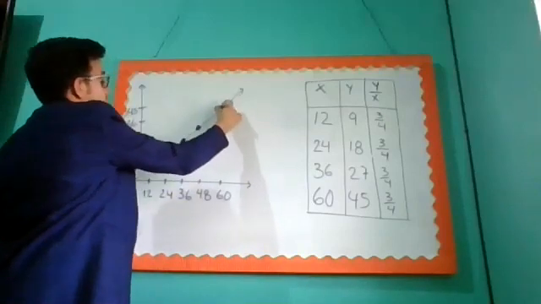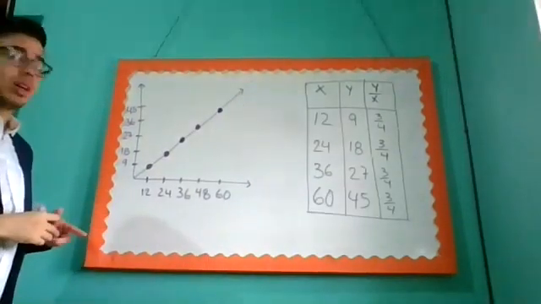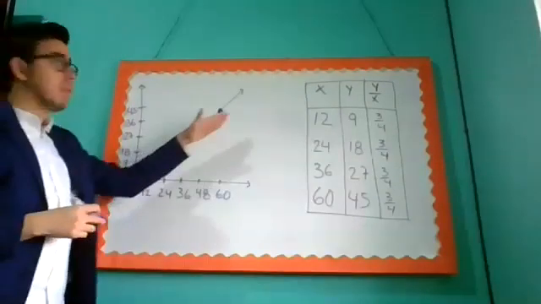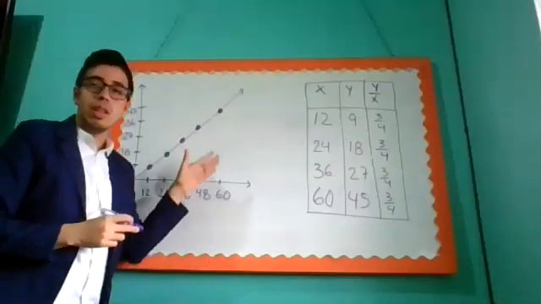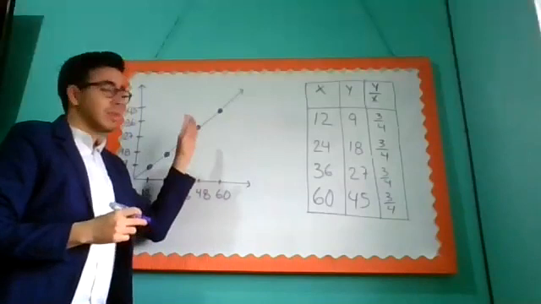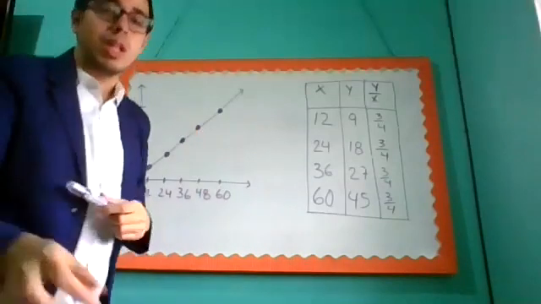This is the shape it has to have. It's a complete straight line, representing my proportional relationship.